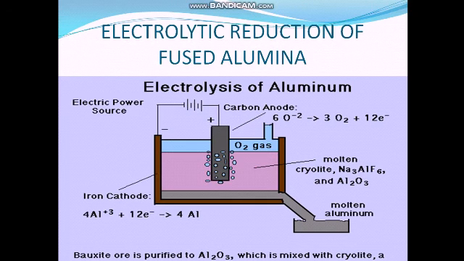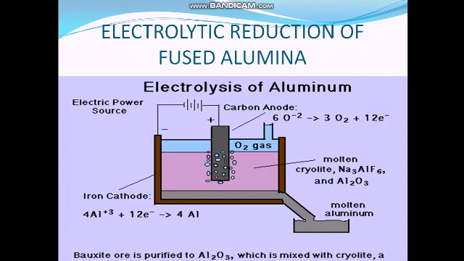Now we will see which reactions will take place at the cathode and anode. At the cathode, the aluminium will be discharged because sodium and calcium are both highly reactive as compared to aluminium. So aluminium ions will gain electrons and change into aluminium and will be deposited at the cathode.